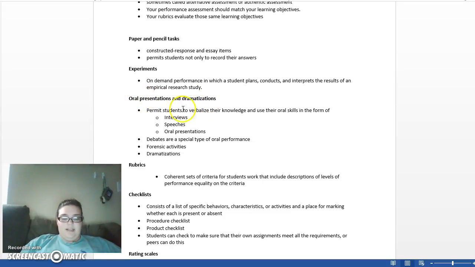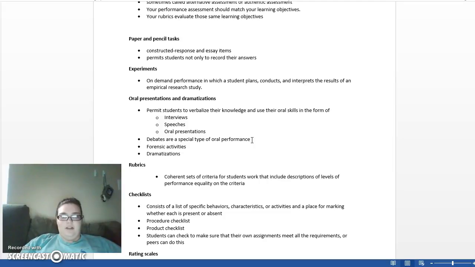Oral presentations and dramatizations. They permit students to verbalize their knowledge and use their oral skills in the form of interviews, speeches, and oral presentations. This isn't always the best thing to use, I believe, because I know that a lot of students are really shy and they don't want to get up in front of other students, and I know that they say that if you make a student do it, then they'll get out of their shyness, but some students, they won't. I'm not a shy person to an extent, but I still have moments where I cringe when I'm told I have to do an oral presentation, or when we have to do a PowerPoint. Debates are a special type of oral performance, and debates pit one student against the other.